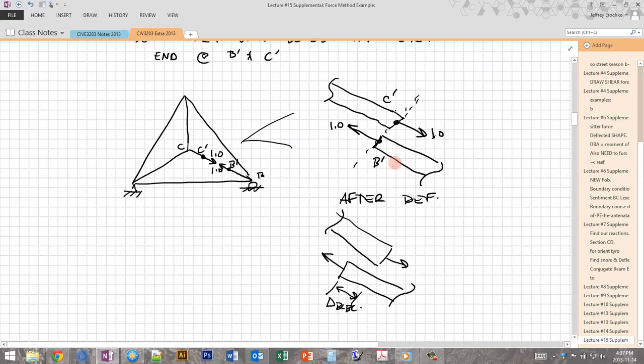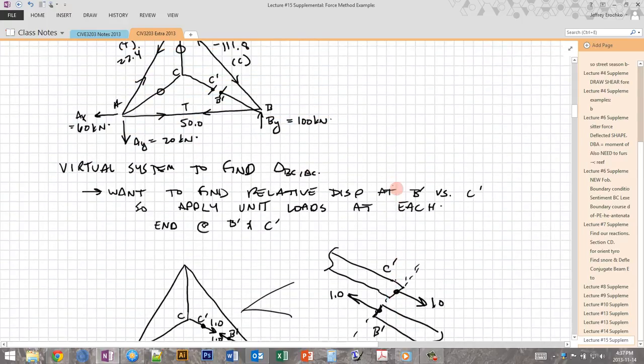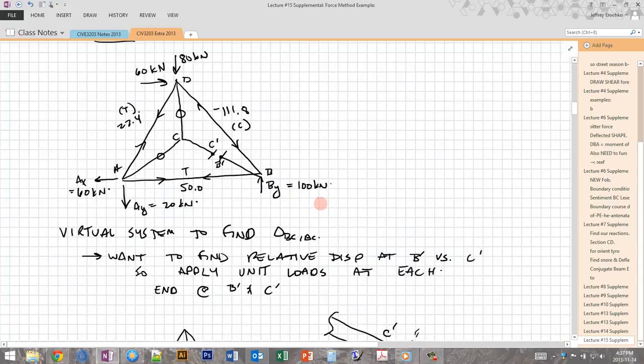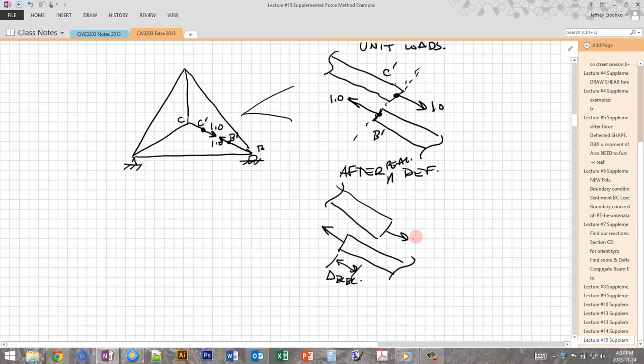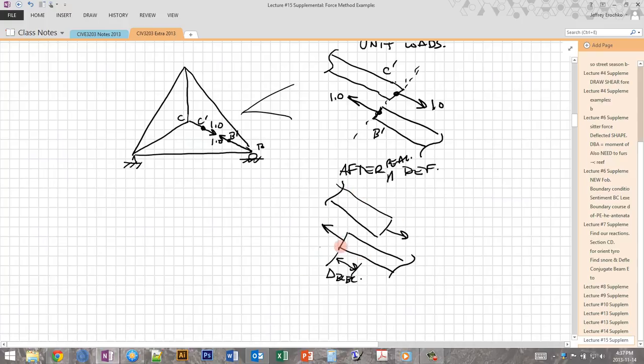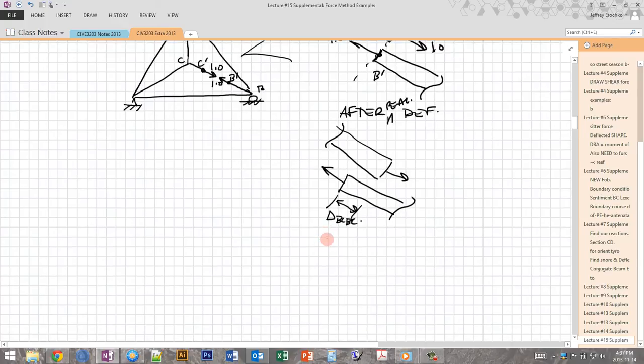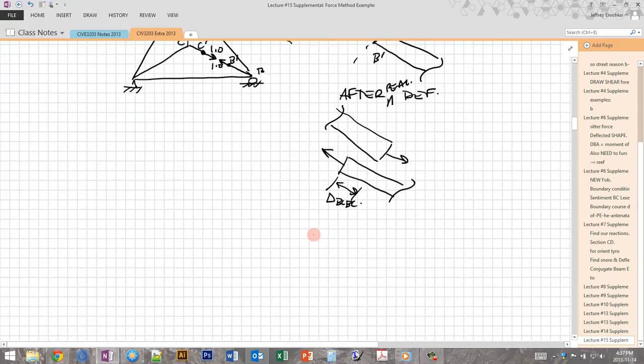So we're applying the real forces, and we're trying to find the deformation. So the unit loads look like this, and this is after a real deformation. It's going to overlap like this, and we're interested in finding out how much this overlap is, delta BC, which is what our virtual work is going to tell us.